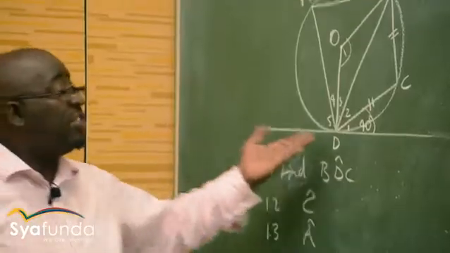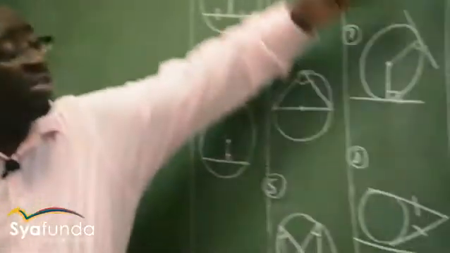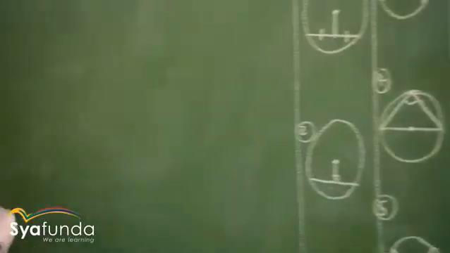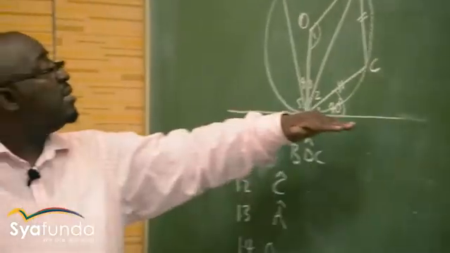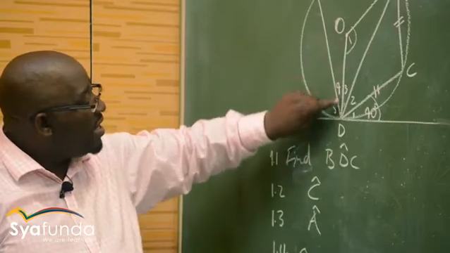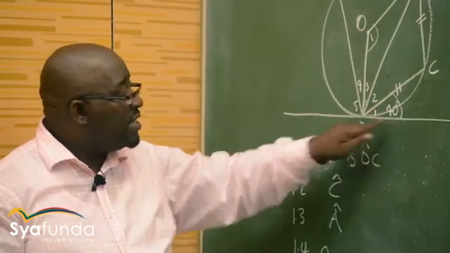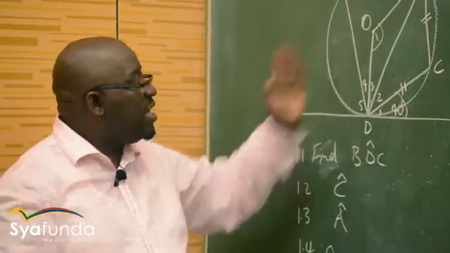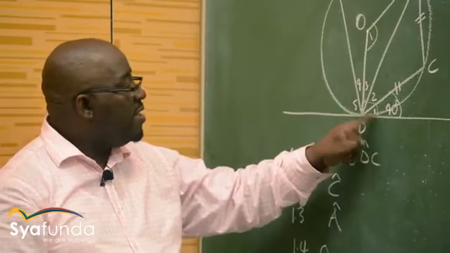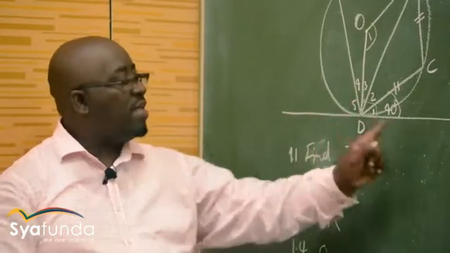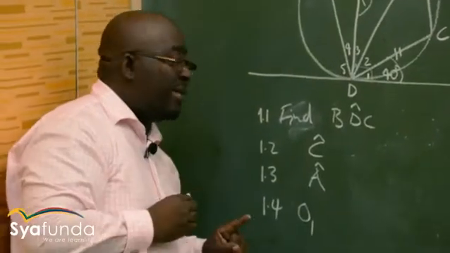We are given a tangent. Once you see a tangent, you think of the theorems that deal with the tangent, because that is where you'll find your solution. This is a tangent. What is this line called? It's a radius. So we know that if this is a radius and that's a tangent, where they meet will have 90 degrees. So this will be 90 degrees. This side also is 90 degrees because together they make 180 degrees.